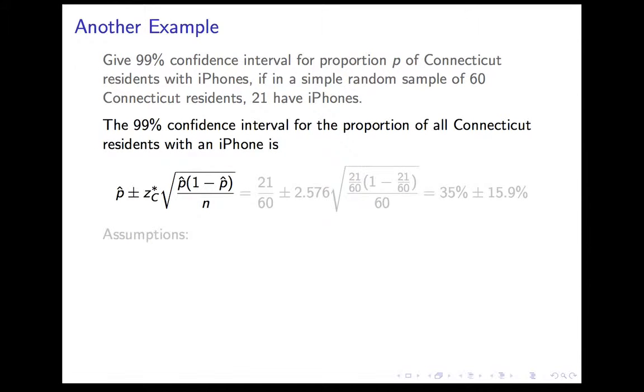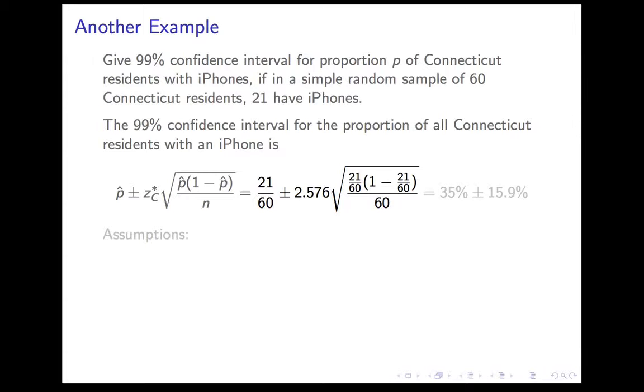Okay, so the answer is the 99% confidence interval for the proportion of all Connecticut residents with an iPhone is... there's my sentence, there's my formula. I'm going to plug in for p hat 21 divided by 60, because the proportion in the sample is 21 over 60. Make sure you get that. This is a new wrinkle.